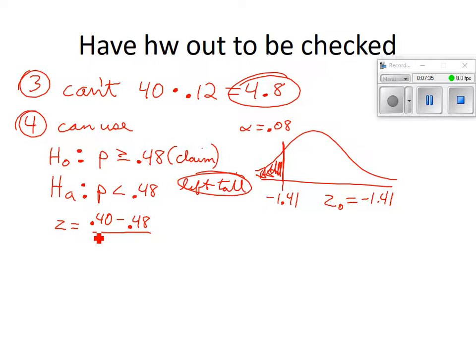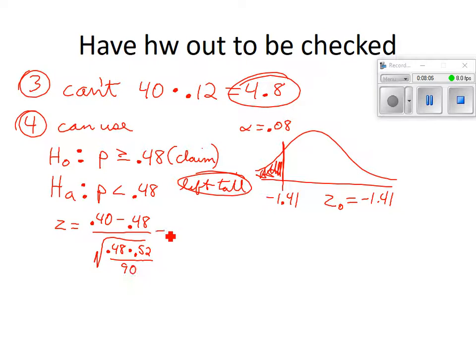P is 0.48. If P is 0.48, what's Q? What do you do to find Q? 1 minus that, so what's 1 minus 0.48? 0.52. Divided by n. This time they told us n was 90.